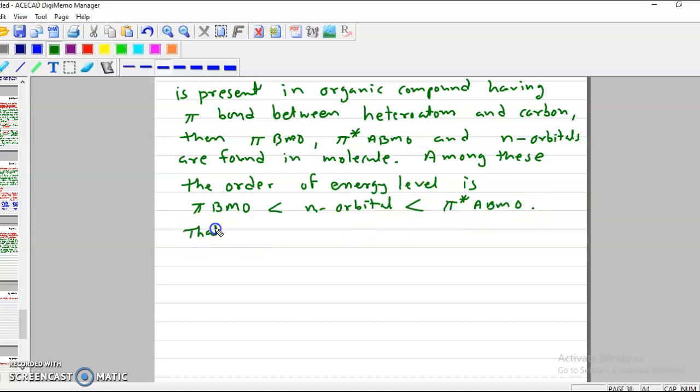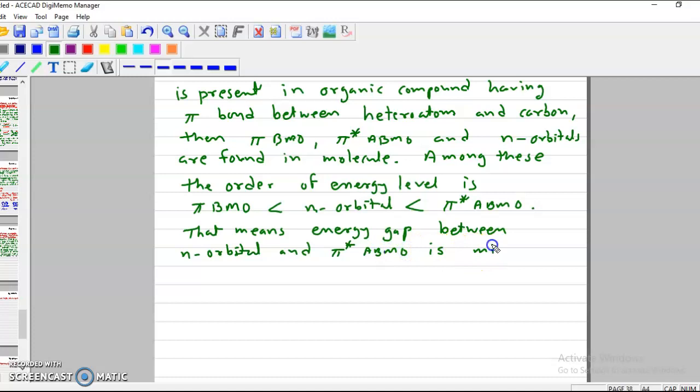That means the energy gap between the n orbital and pi star ABMO orbital is minimum, and the energy required for n to pi star transition is also minimum.